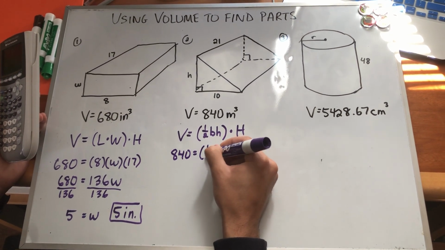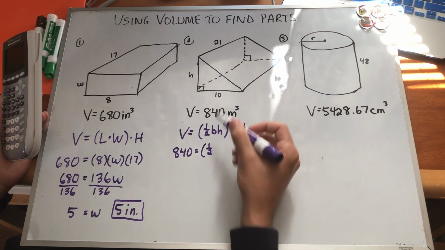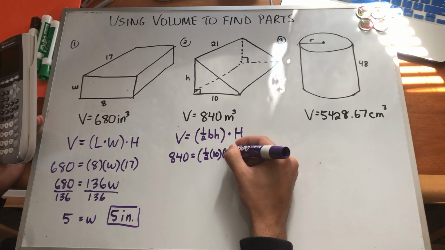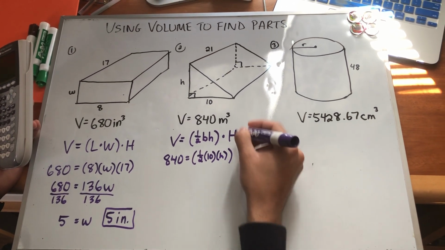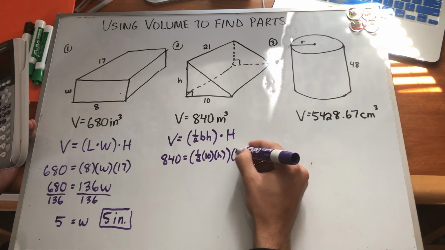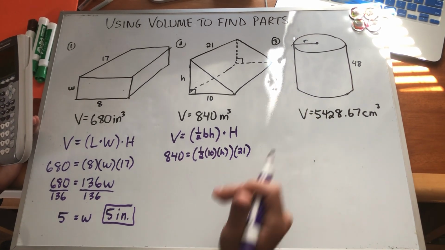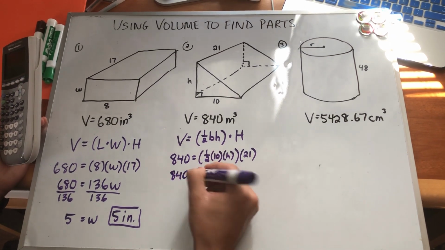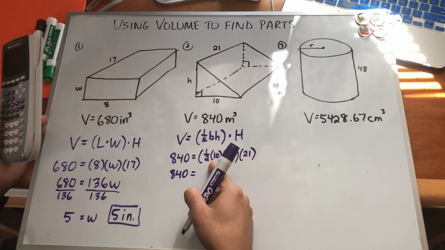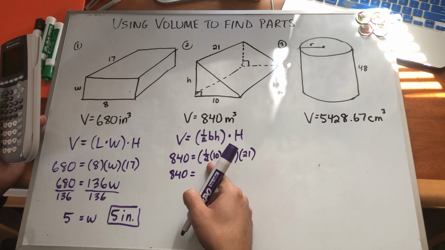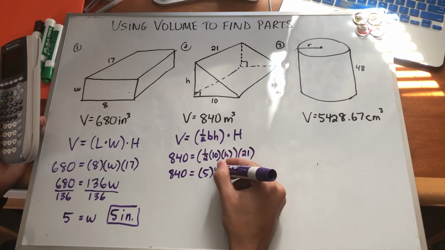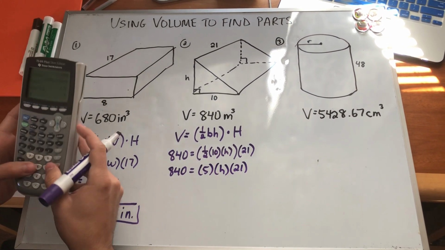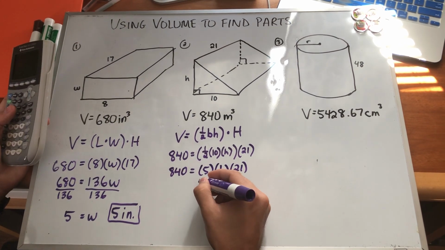and it's 1/2 times the base of the triangle, which you know to be 10. The height of the triangle is what you don't know, and the height of the entire prism is 21. Again, we're just using the volume formula and plugging in what we know. So the 840 stays the same. We're just going to simplify. So 1/2 times 10 is just 5, so 5H, 21 still there. All right, 5 times 21, calculator, 105.